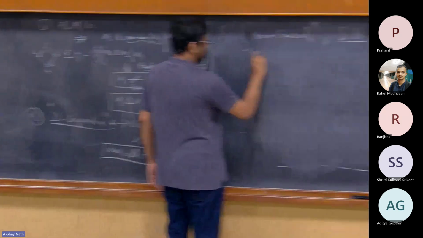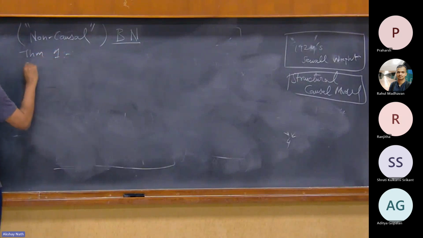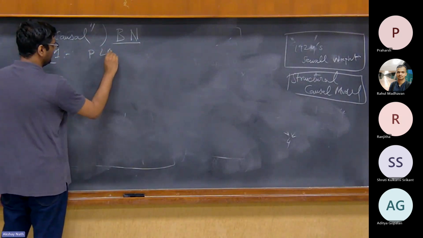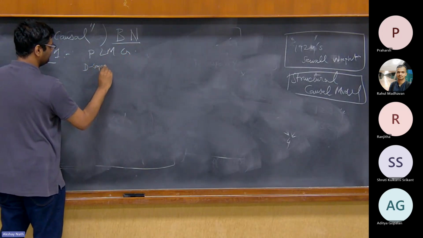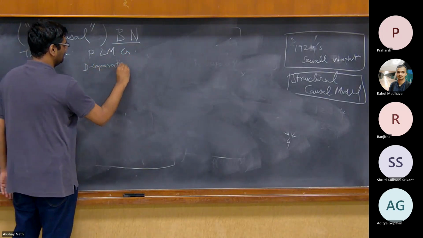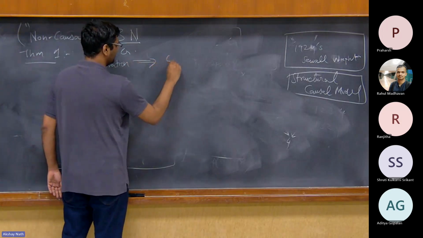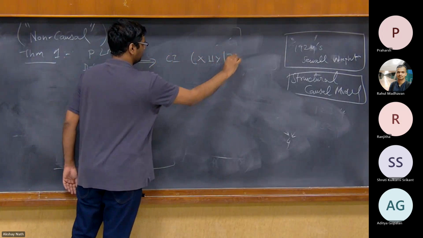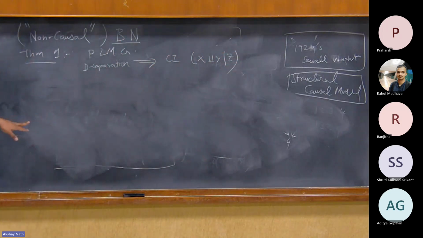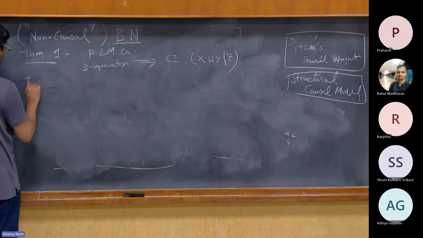So theorem 1 is very simple. If P is locally Markov with respect to G, then d-separation implies conditional independence: X independent of Y given Z in G implies X independent of Y given Z in P. Okay. Now theorem 2.